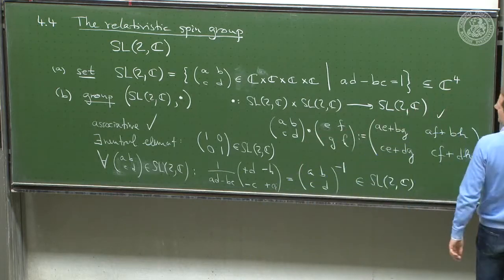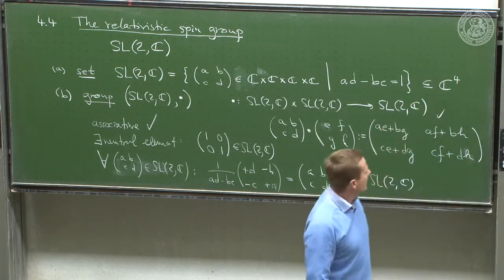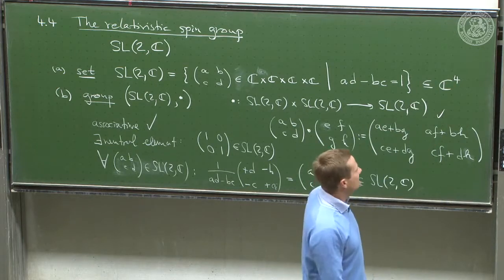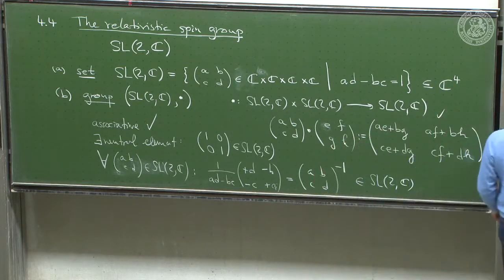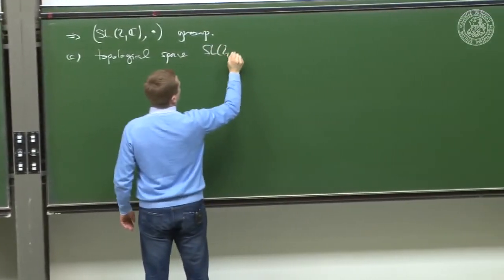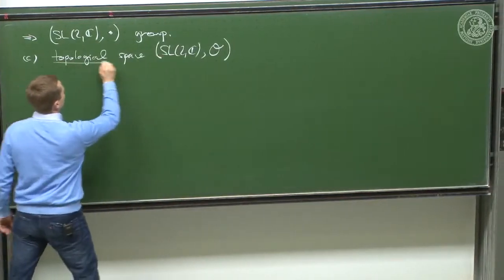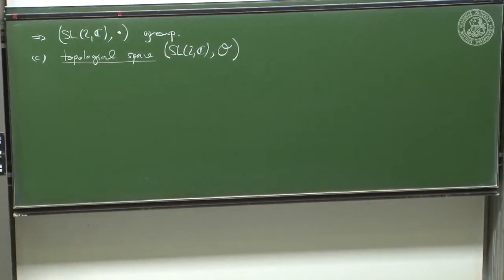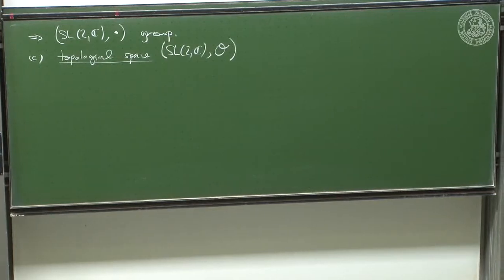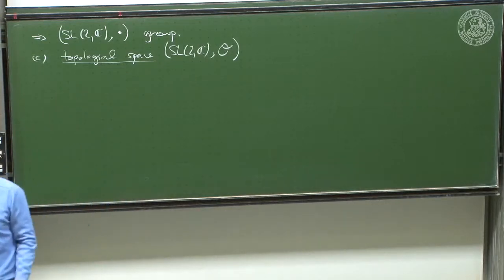But now we come to the next step. I want to think about this group now, about the set that underlies the group, as a topological space. So let's think about the topological space SL2 C. Well, that's the set, so we need to equip it with some topology before anything else. So how do we do this? Well, we will always avoid constructing this explicitly. If possible, we inherit a topology from a space we know.